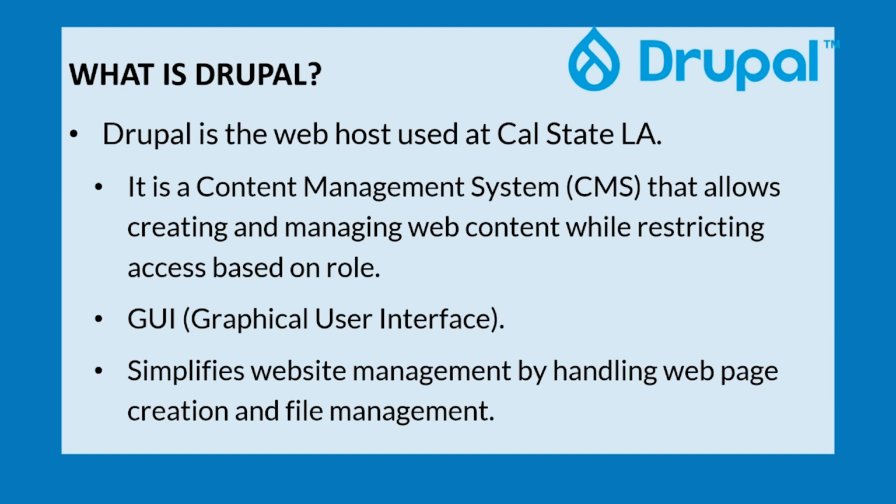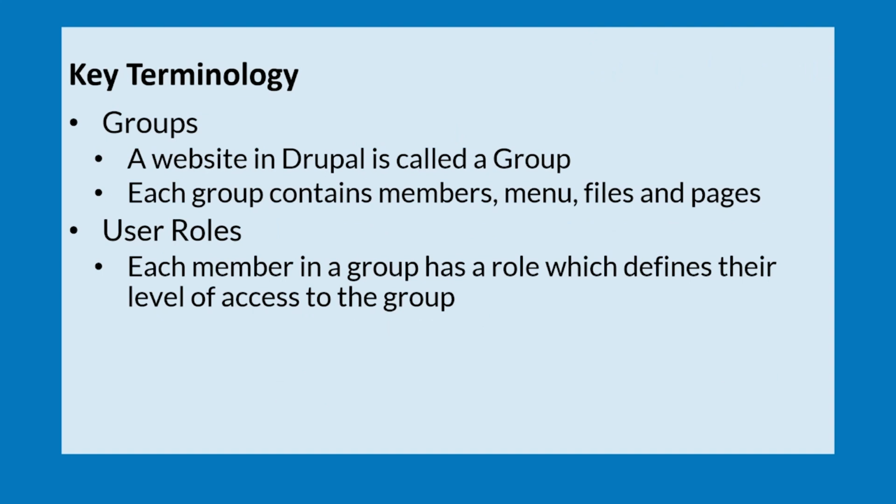Moving on, let's look at the different key terminologies that we have on Drupal. So groups and user roles are the two keywords that you will come across a lot while using Drupal. So starting with groups, our website in Drupal is called a group, and each group contains members, menu, files, and pages. Coming to user roles, each member in a group has a role which defines their level of access to the group. So basically, we have a website which is called a group in Drupal, and in that group we have its members, and those members have a certain level of access to the group, which is called user roles.